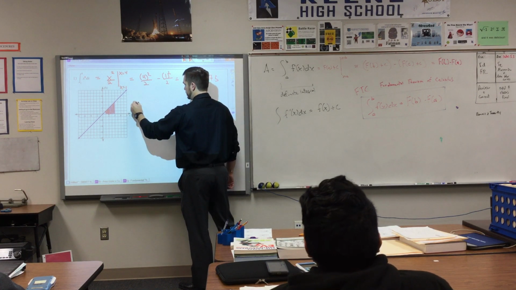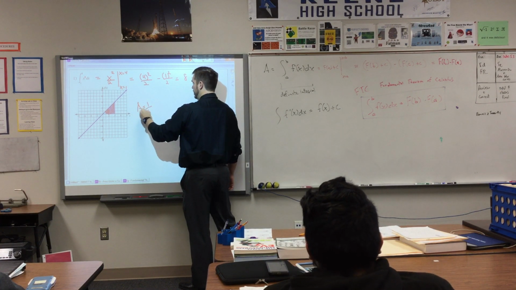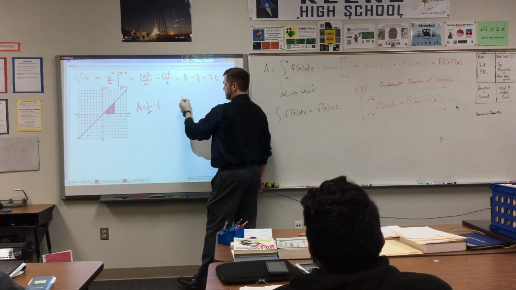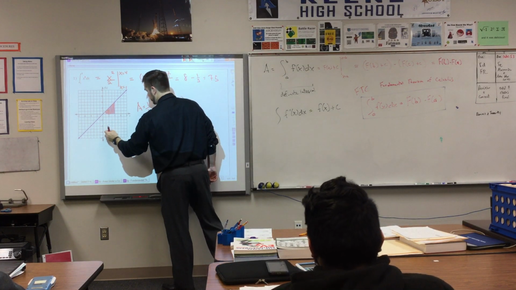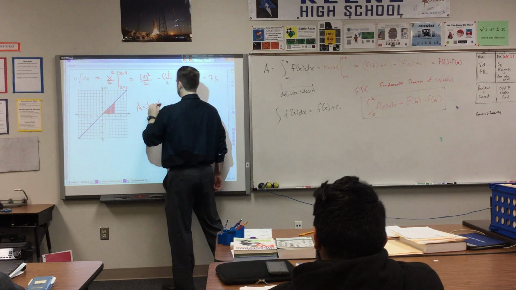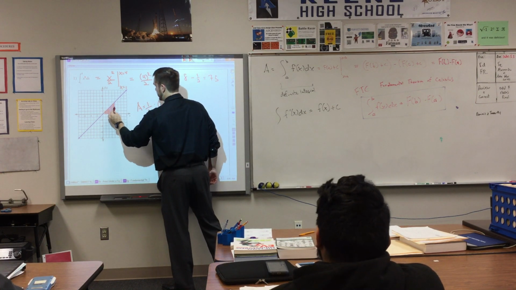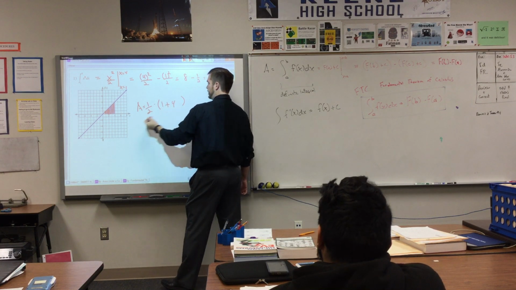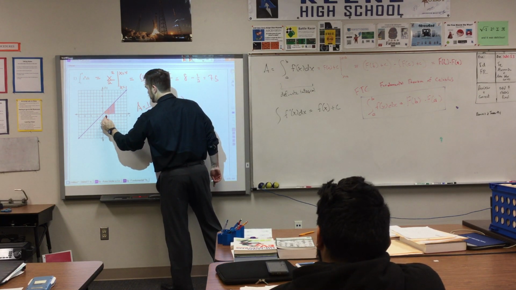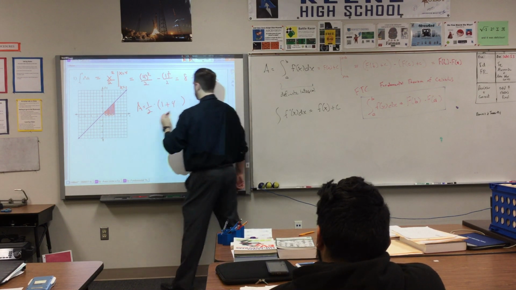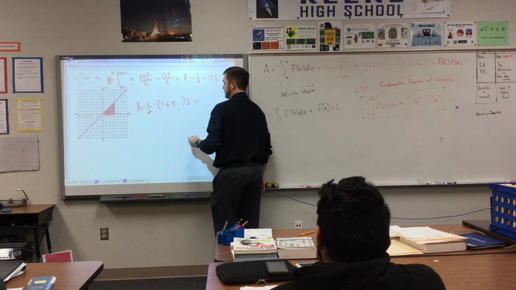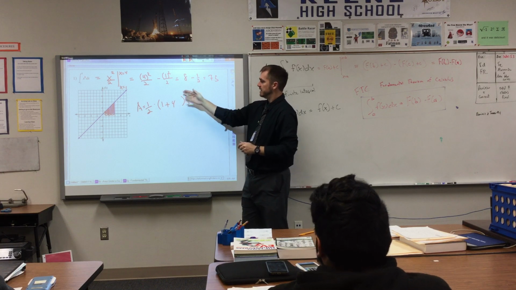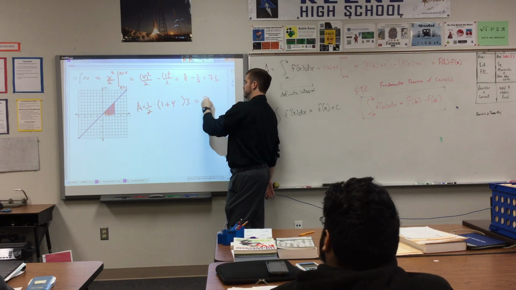Let's look at the pre-calculus way. It's a trapezoid, so 1/2 the sum of the bases times the height. This base right here was 1. This base right here is 4. And the height between them, 1, 2, 3. So that's 5. 5 times 3 is 15. Half of 15, what do you know?